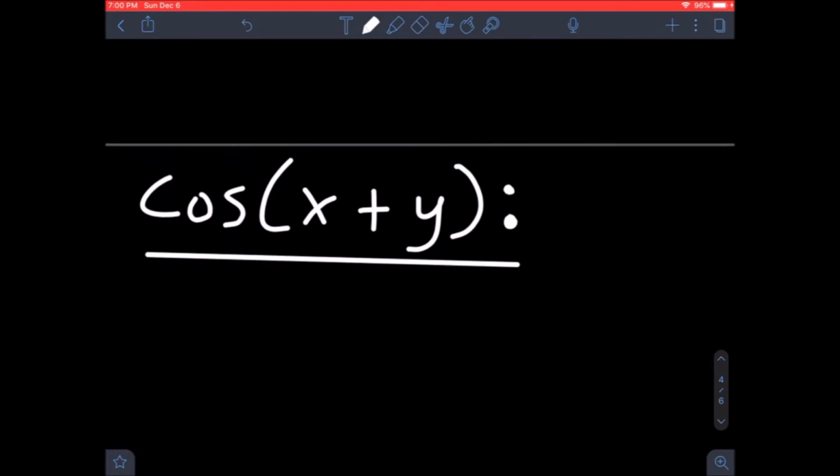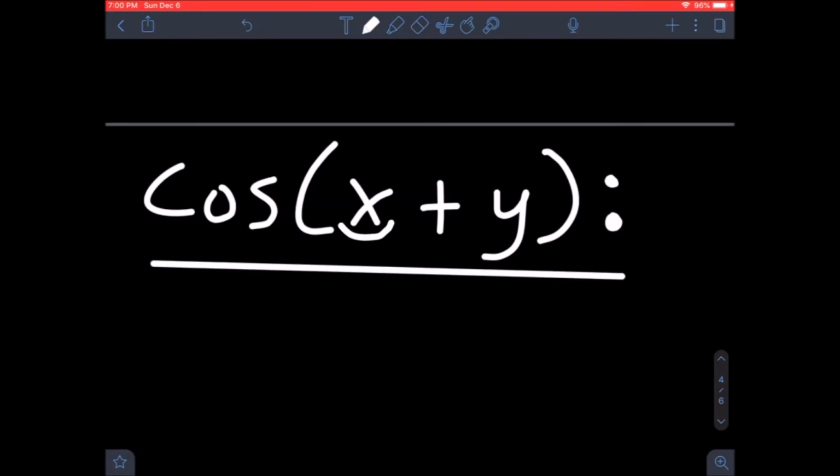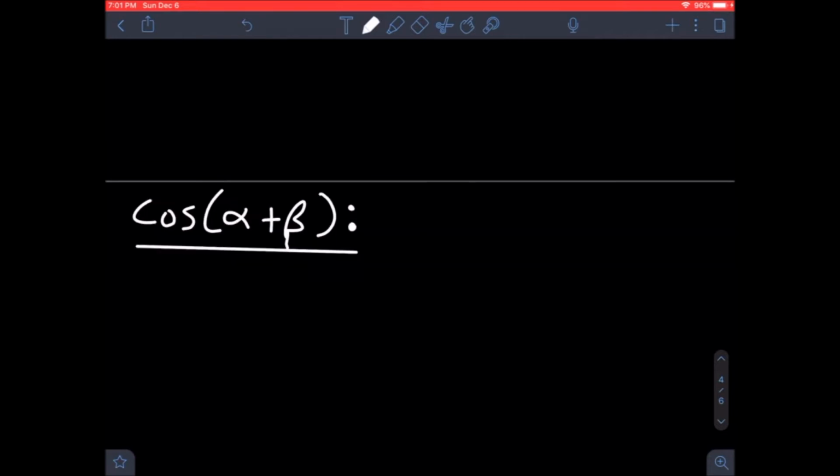Now, remember, when we're doing this, x and y are really just angles, right? Those are just angles. And since they're angles, I'm actually going to switch it up a bit. Instead of x and y, I'm going to use alpha and beta, because Greek letters tend to be associated with angles, just so it looks nicer. Now, how do we even find the cosine of alpha plus beta? How would we even start?